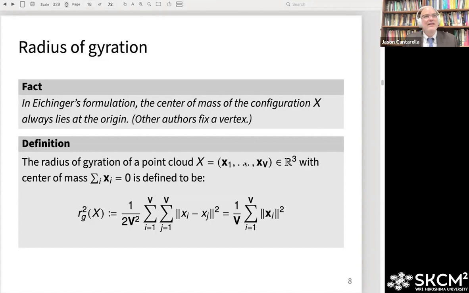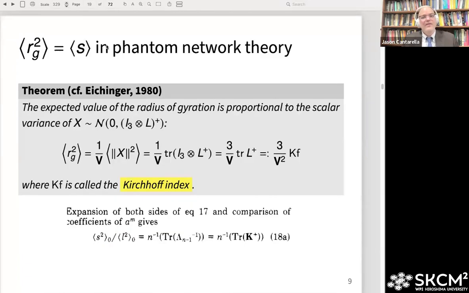One is it's directly measurable in experiments. And so physicists and chemists like this because you can get experimental data about it. The other answer is, as we'll see, this is in some sense the variance of the point cloud. And variance is a fundamental thing in probability. So the first thing you should know is the expectation. Well, the center of mass is at the origin. That's the expectation. The next thing to know is the variance.